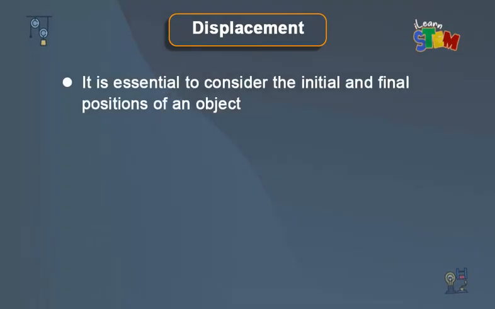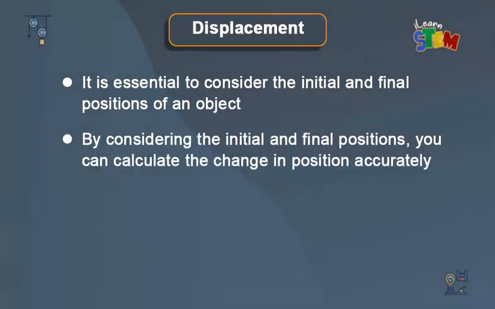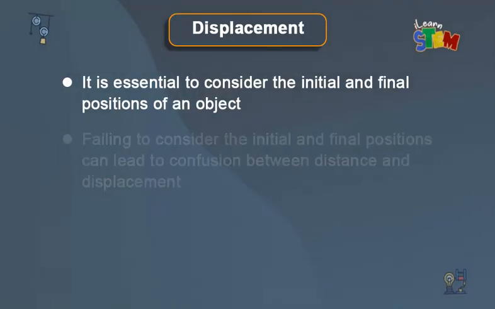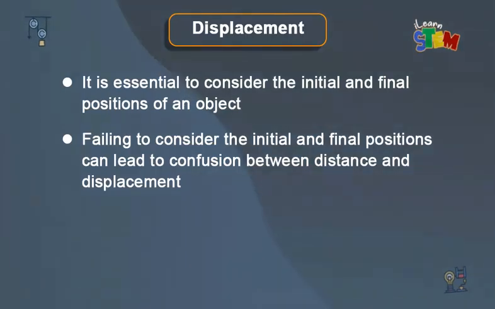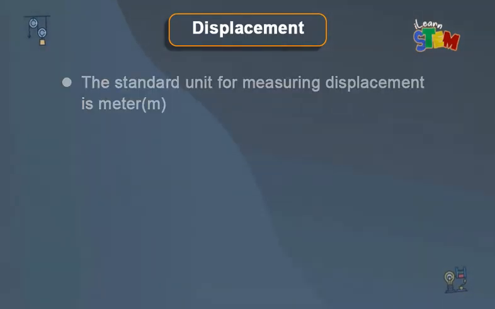When calculating displacement, it's essential to consider the initial and final positions of an object. Let's look at the various reasons why it is important. Considering the initial and final positions helps determine the direction of displacement. By considering them, you can calculate the change in position accurately. Failing to consider them can lead to confusion between distance and displacement. The standard unit for measuring displacement is meter.